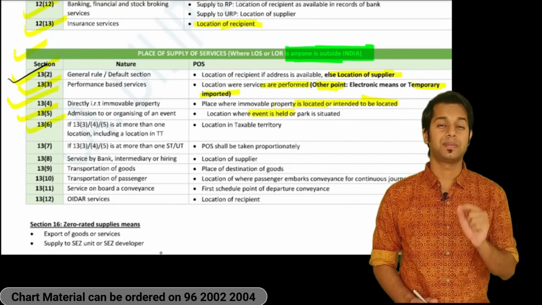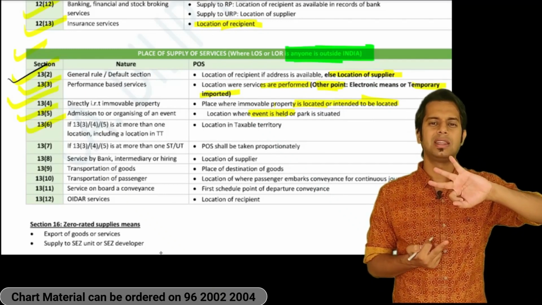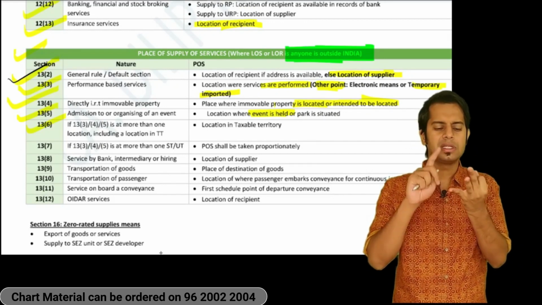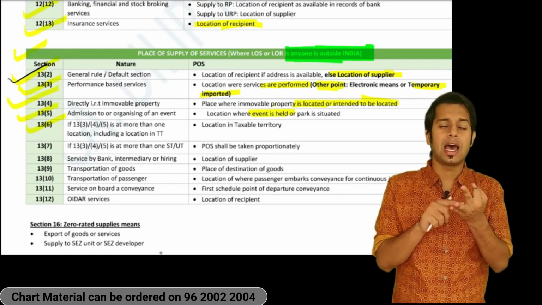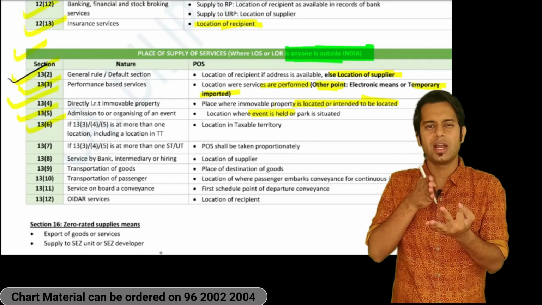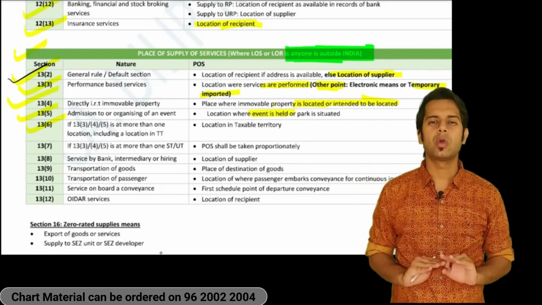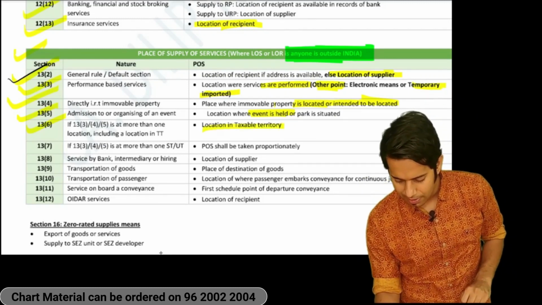Sir, section 13 subsection 6 says, if 3, 4 and 5. Sir, 13.3, 13.4, 13.5. What is this, sir? Performance based service, immobile property related service and event related service. If these three services are provided at more than one location, including a location in taxable territory, then the place of supply will be the location in taxable territory.